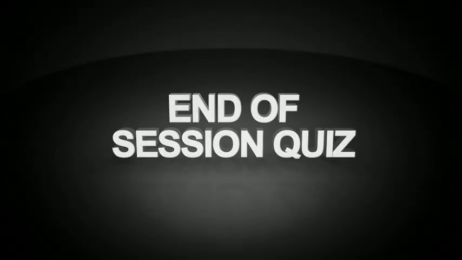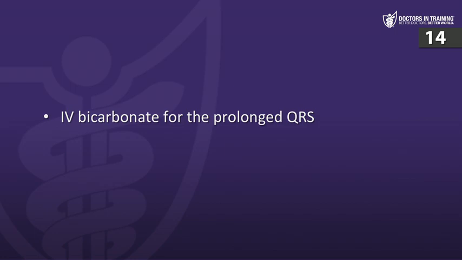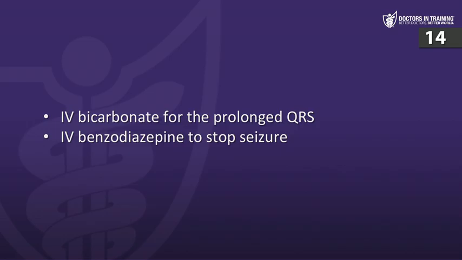All right, now we're ready for the end of session quiz. So pause the video, work through those questions, then we'll go over the answers together. First question, how long must a patient expect to take an SSRI before they see improvement in their depression? So at least 3 to 4 weeks, maybe up to 6 weeks. Next, in TCA overdose, what can be used to correct the prolonged QRS interval and possible seizures? So you can use IV bicarbonate for the prolonged QRS interval and IV benzodiazepines to break the seizure.